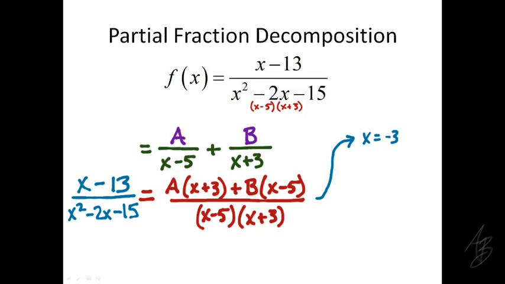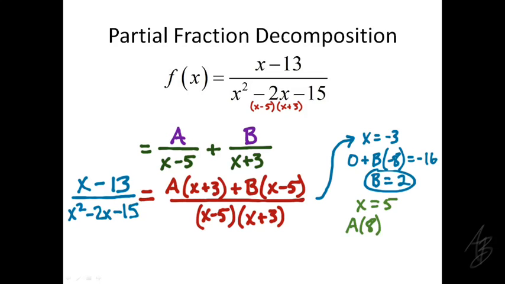So if we let x equal negative 3, then plugging negative 3 in for x here, and negative 3 in for x here, we get this: 0 plus b times negative 8 is equal to negative 16, and so that tells us that b is going to equal 2. And similarly, if we let x equal 5, then this term right here is going to be 0, because 5 minus 5 is 0. So we plug 5 in here: 5 minus 13 is negative 8, 5 plus 3 is positive 8, so we get a times 8 plus 0 equals negative 8, and so a equals negative 1.